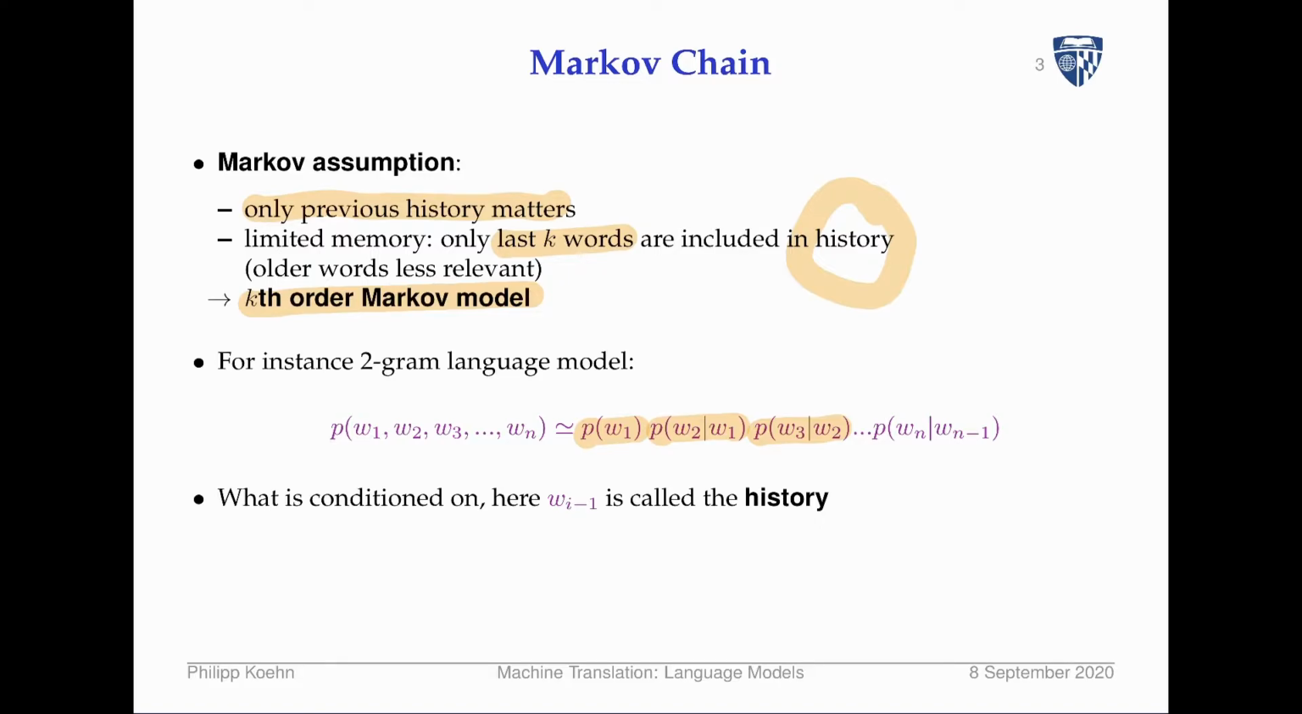So this is called, confusingly, a first-order Markov model because we have a one-word history. It's also called a 2-gram language model because it looks at 2-word sequences. So there's a bit of a mismatch between the Markov model order and the n in the n-gram language model. So, what we're conditioning on here is called the history. Mathematically, this is also an application of the chain rule. So this is a Markov chain because of that.